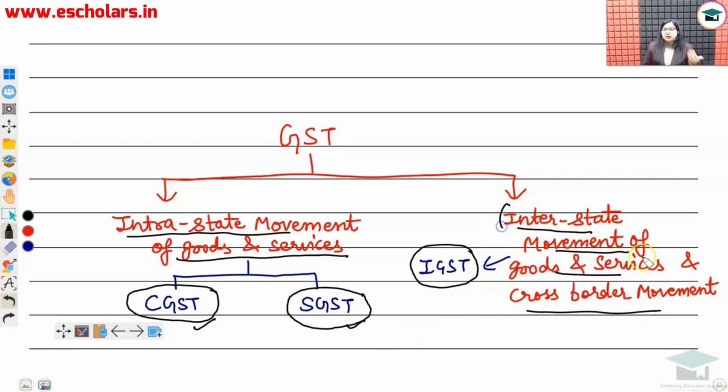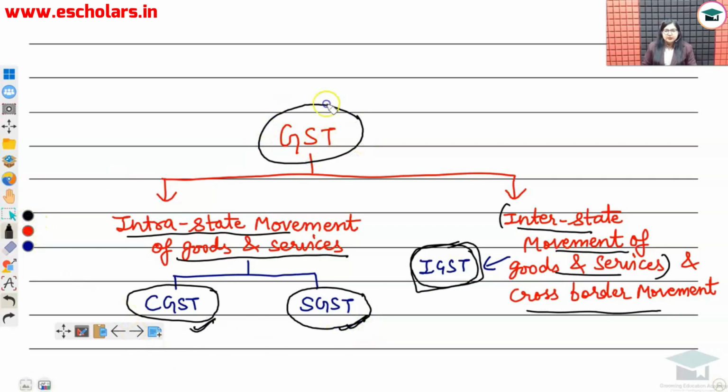Now it is interstate movement of goods and services, that is, the goods and services are being purchased and sold in another state. And there is cross-border movement, that is, there is import and export of goods and services. Then in case of interstate movement of goods and services and cross-border movement of goods and services, IGST is levied, that is, integrated GST is levied. Basically, integrated GST is the combination of CGST and SGST.